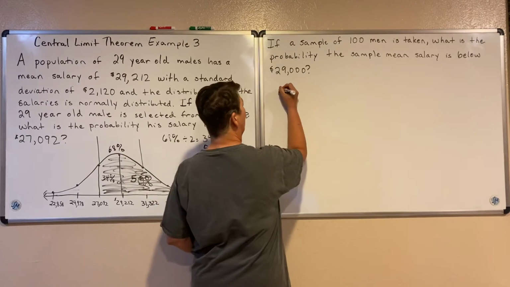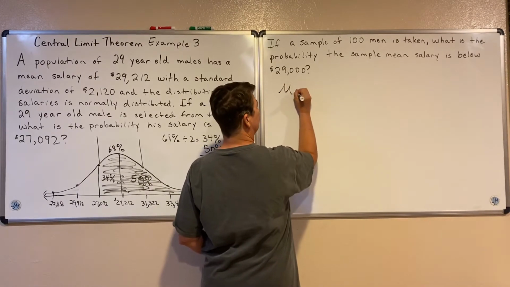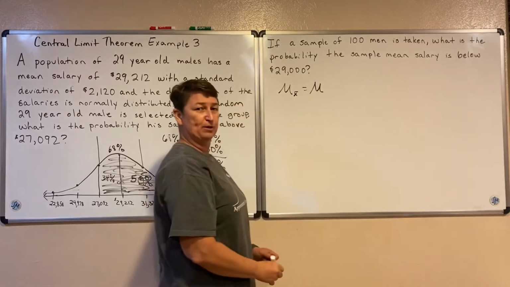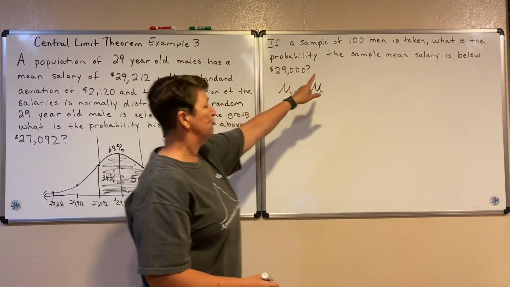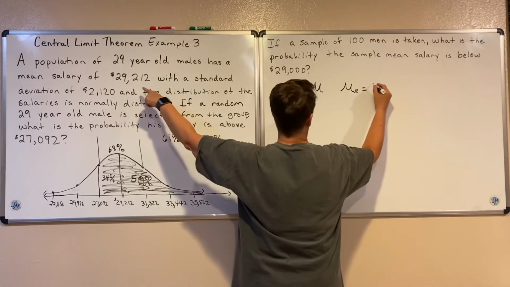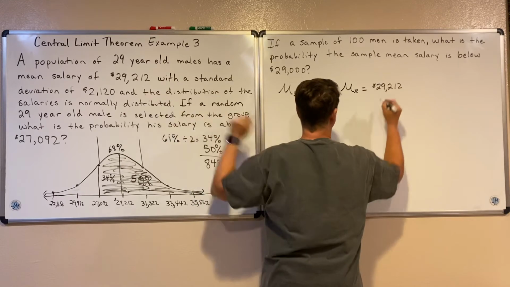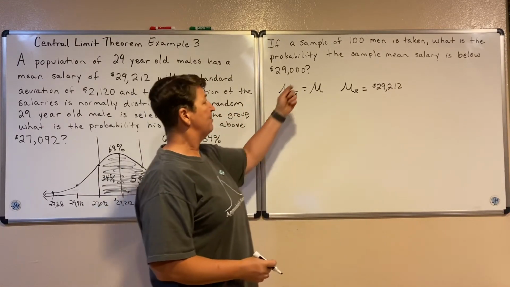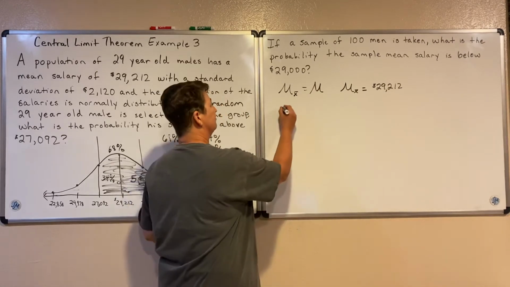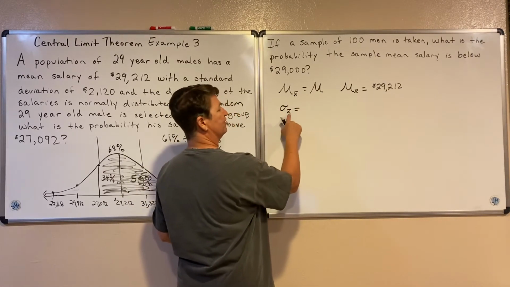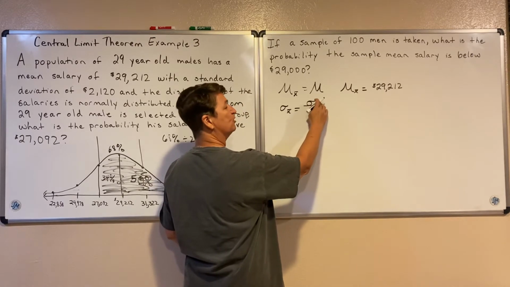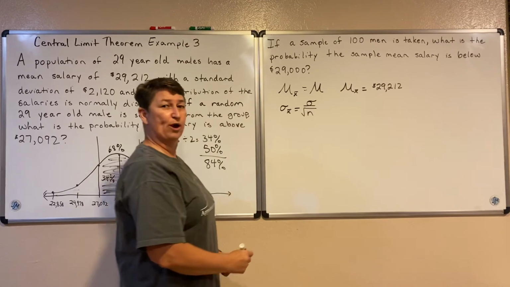The central limit theorem tells me that the mean of this distribution of sample means is equal to the mean of our population. So in this case, the mean of this distribution is equal to 29,212. Then we know, because of the central limit theorem, that the standard deviation of the sampling distribution of sample means is equal to the standard deviation of our population divided by the square root of the sample size.